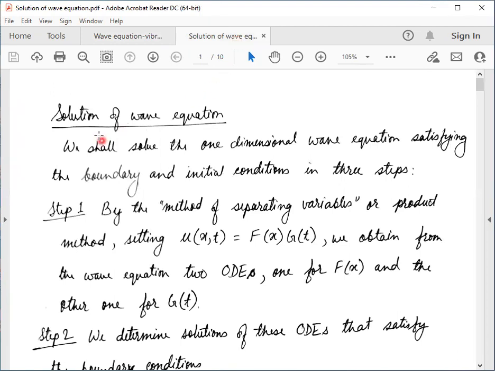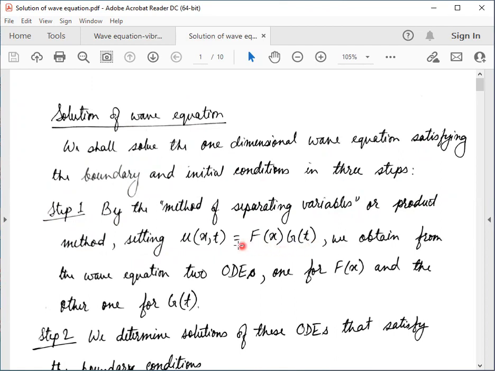So, solution to the wave equation. We shall solve the one-dimensional wave equation satisfying the boundary and initial conditions in 3 steps. What is the first step? In the first step, we are going to use the method of separating variables, also called the product method. And how do we do that? We do that by setting the displacement u equal to f times g, where f is a function of only x and g is a function of only time.